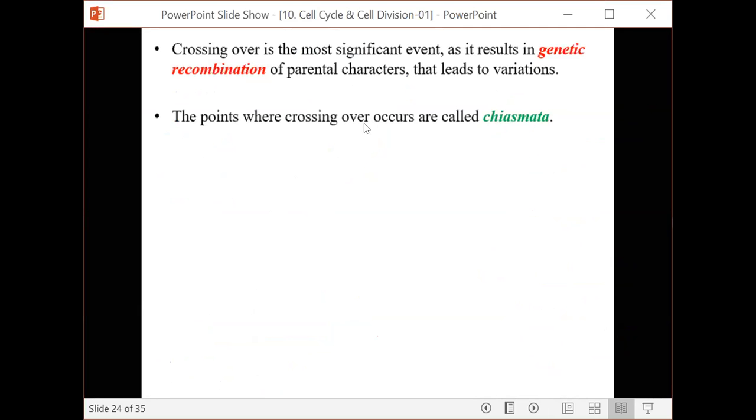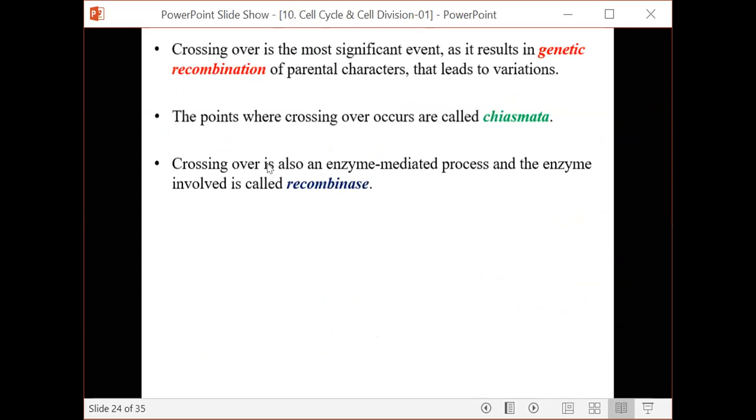So the points where crossing over takes place are called chiasmata. I will redraw and show you the terminology. This is occurring with the help of an enzyme called recombinase. Okay? So basically, what did I draw? What it means to say is, this is a chromosome. So in this part, what you see, where they are crossing over one on top of the other, they are overlapping over each other. Basically, okay, better diagram.